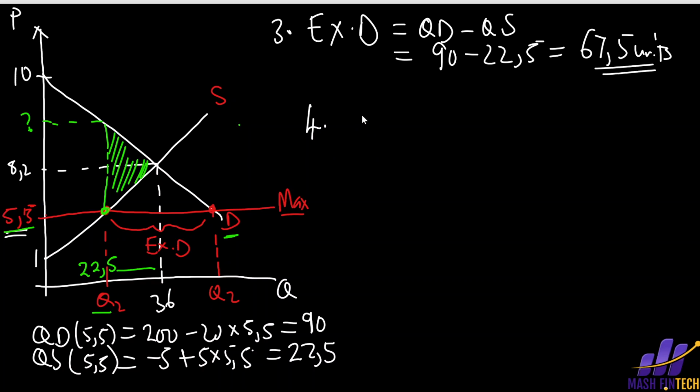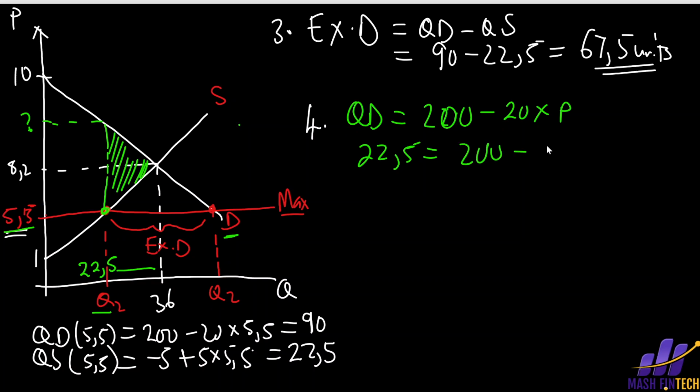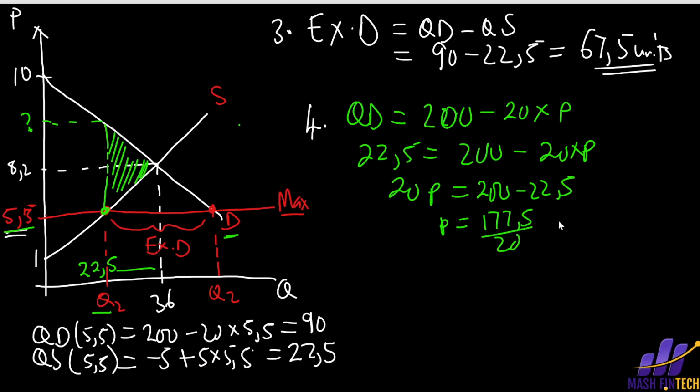Our demand curve, the quantity demanded, is equal to 200 minus 20 times the price. The quantity, 22,5, would then be equal to 200 minus 20 times the price. So 20p is equal to 200 minus 22,5. Hence, if you solve this, you subtract, then 177,5, which is the difference here, divided by 20 on both sides, you get the price of 8,875. So this price here is 8,875. So we have this distance now, and we have this distance.